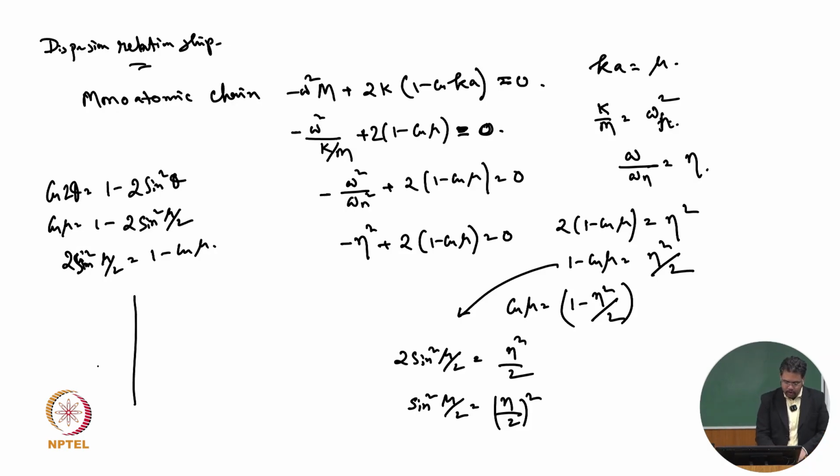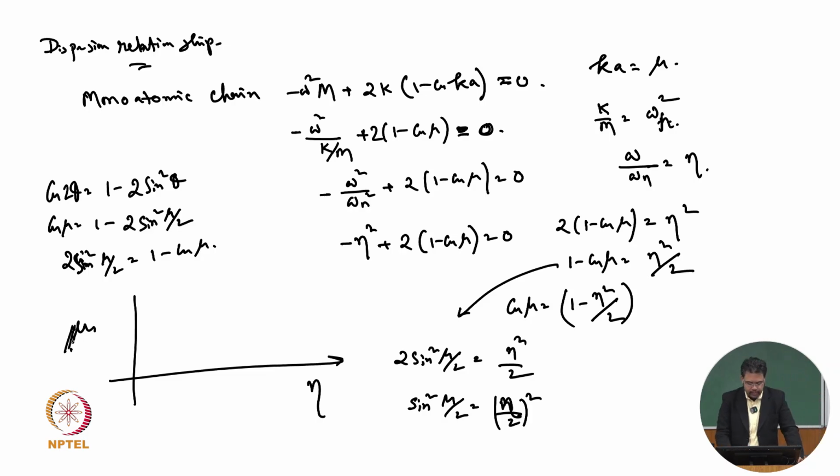And now if we try to plot the thing, we are giving eta and we try to plot mu. What can we get? sin²(mu/2) equals eta². So how should it look?